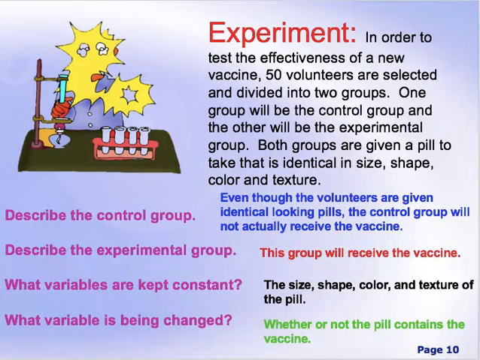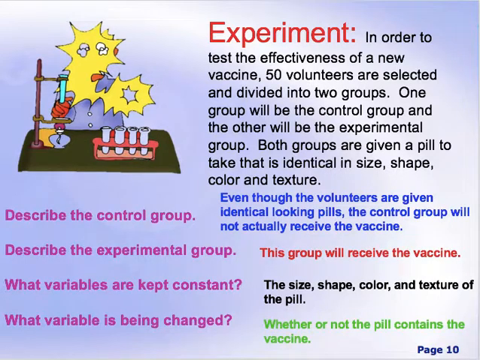Both groups are given a pill, that's the placebo, to take that is identical in size, shape, color, and texture. But remember, only one group is getting the actual drug, the other group is getting the sugar pill or the placebo. Even though the volunteers are given identical looking pills, the control group will not actually receive the vaccine. So the control group doesn't get the medicine. The experimental group is the one getting the medicine.